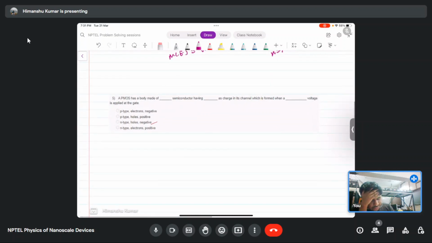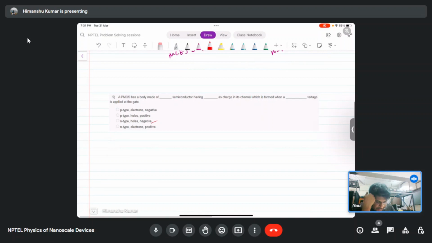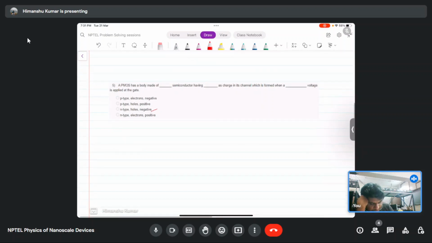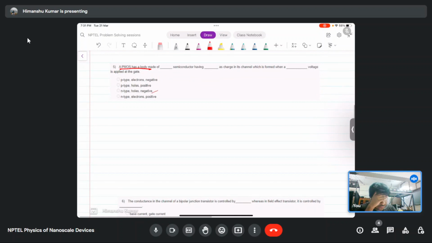Okay. So a PMOS has a body. So next problem: a PMOS has a body made of... so, how will we quantify this?